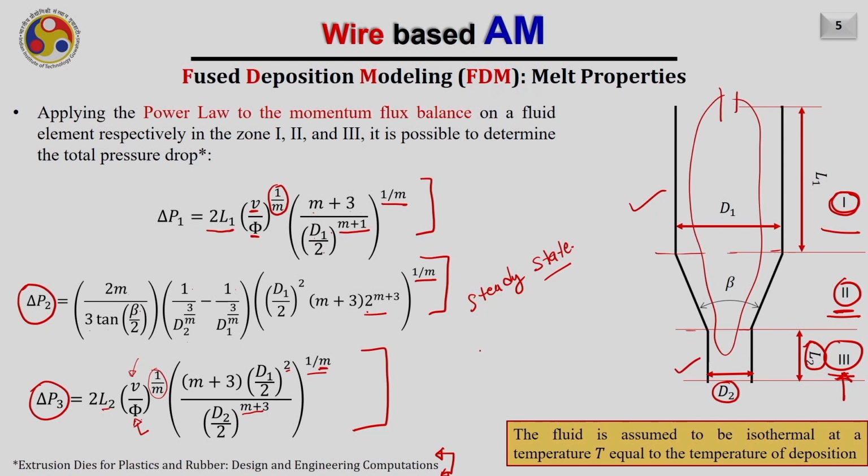And of course, the total pressure drop required to push the wire through this liquefier will be delta P equals delta P1 plus delta P2 plus delta P3. Now it can be easily obtained by utilizing these formulas. Like I have mentioned in our previous consideration, we have assumed that the temperature of the melt is everywhere the same in the liquefier and is equal to the deposition temperature.